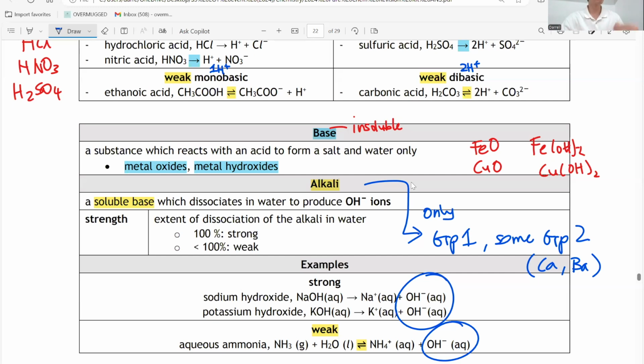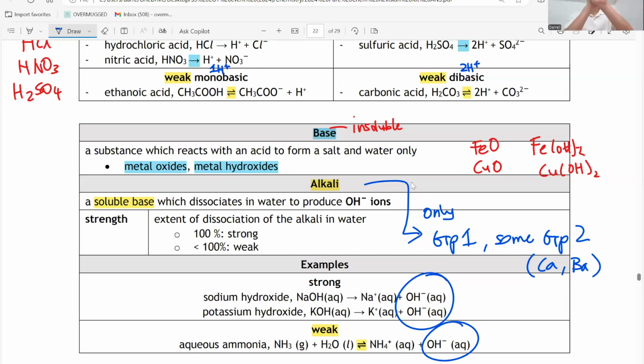Naturally, what I expect you to follow up and ask me is this. Sure, okay, base a lot, most of them insoluble, alkaline a little bit soluble. Follow-up question: which are the ones that are soluble? Among all of your metals, which are the ones that actually form alkaline? You can narrow it down to group 1 and some group 2. Some group 2 is specifically calcium and barium. This means that if you're not within this very select group, meaning you are group 13 or you are a transition metal, you are just an insoluble base. But if you're in group 1, group 2, you form a soluble base, you can call yourself alkaline.